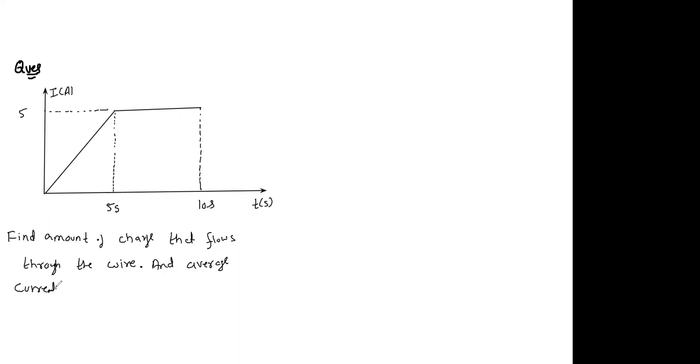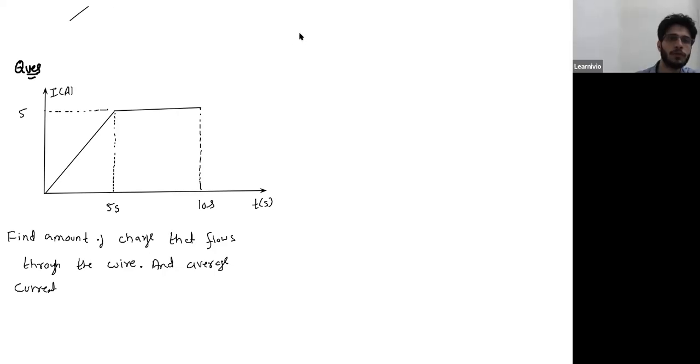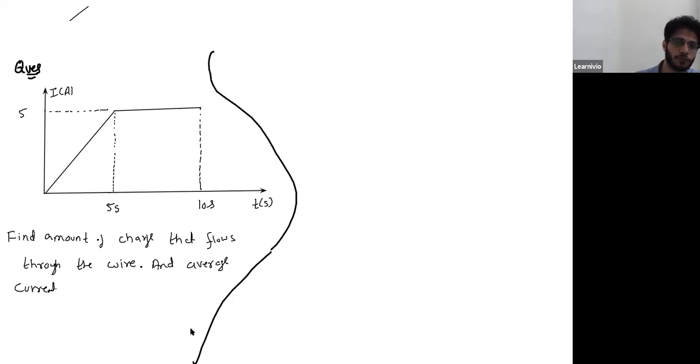So you have been given a current versus time graph. Using this graph, you're supposed to calculate charge. Remember this small trick for graphs. It will be very useful. Current is charge upon time, so charge is current multiplied by time. If you get a quantity by the multiplication of two quantities, and a graph is given between them, then the area under the graph will give the third quantity.